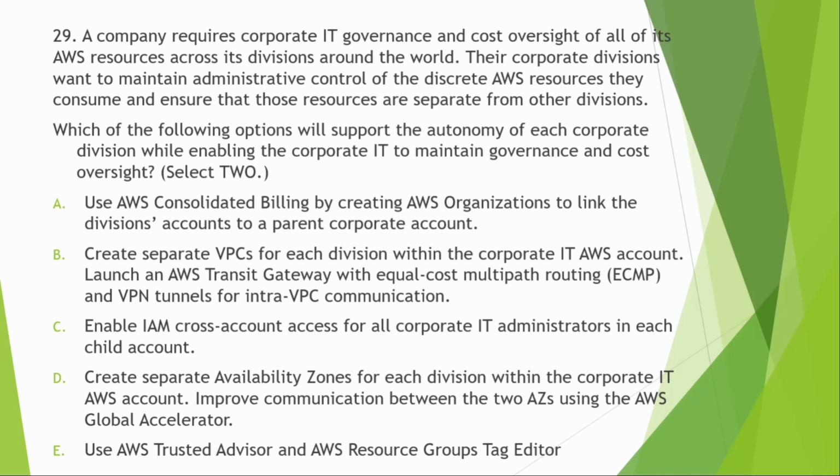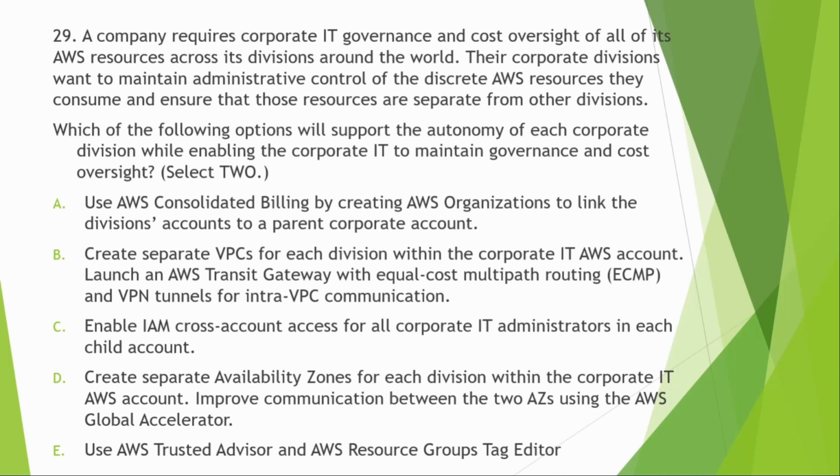So the correct answers are: use consolidated billing by creating AWS Organizations to link divisions' accounts to a parent corporate account. Okay, and enable IAM cross-account access for all the corporate IT administrators in each child account. Okay, so let's see why the other three are not correct.